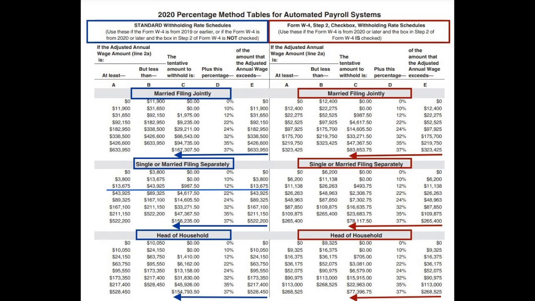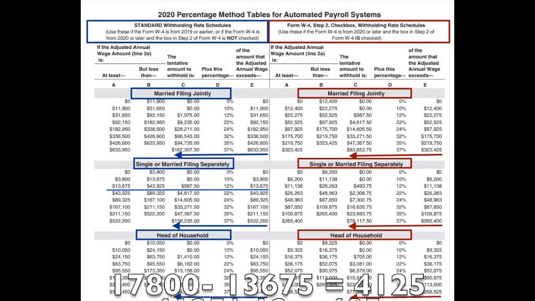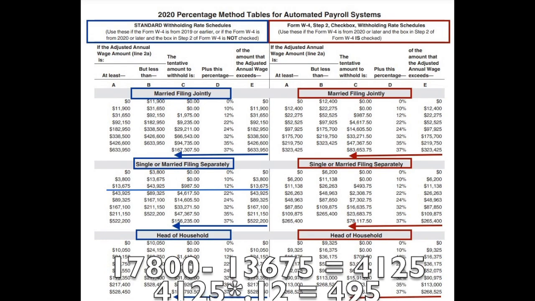So we will look at the portion that says single, married filing separately on the blue side. Then we will find where our income sits. Our income was 17,800. It sits in row 3 of the single, married filing separately section between 13,675 and 43,925. Once you know which row you are going to use, you will start working backward.